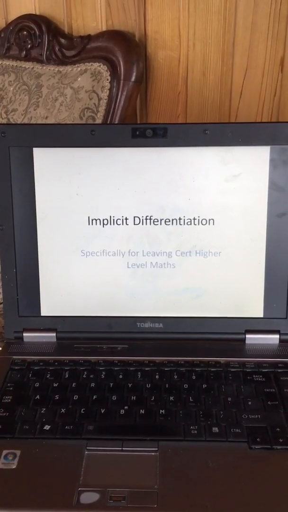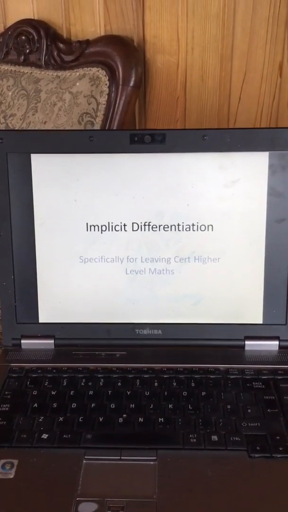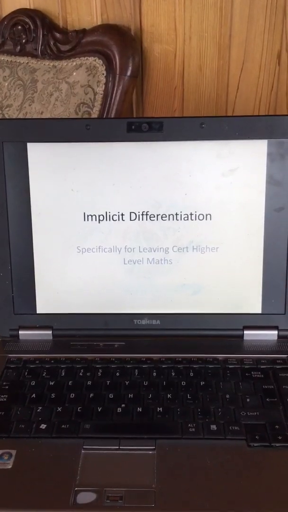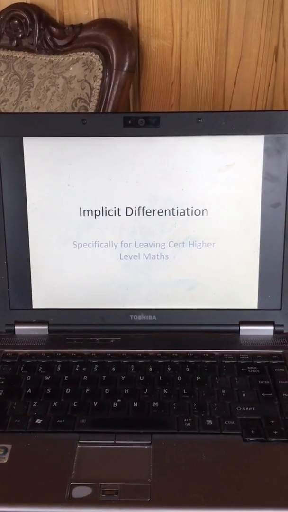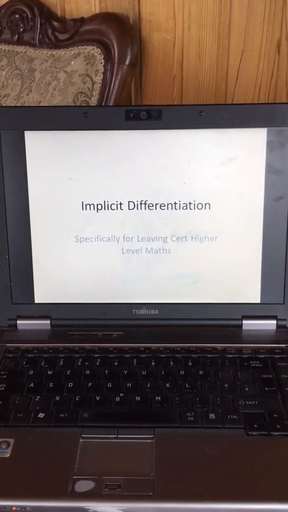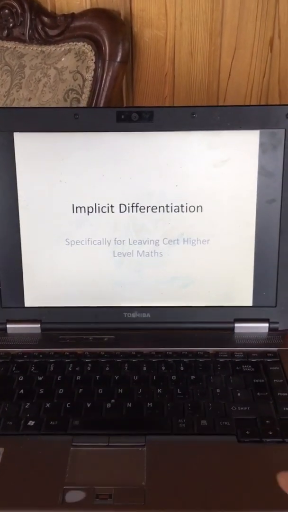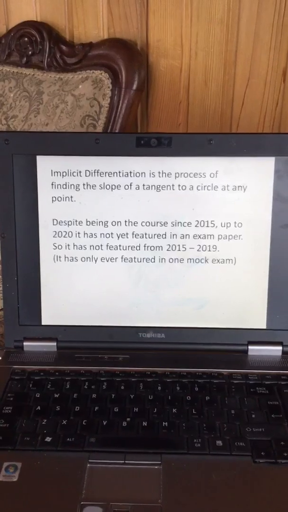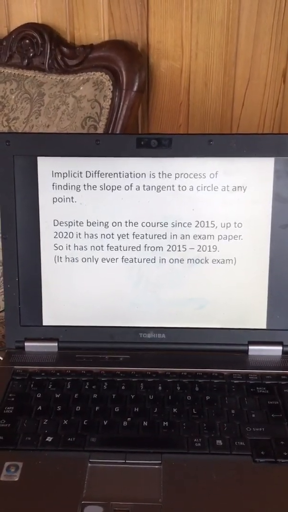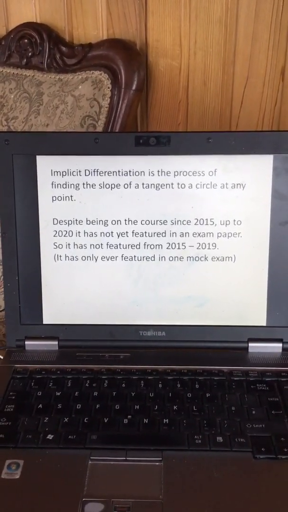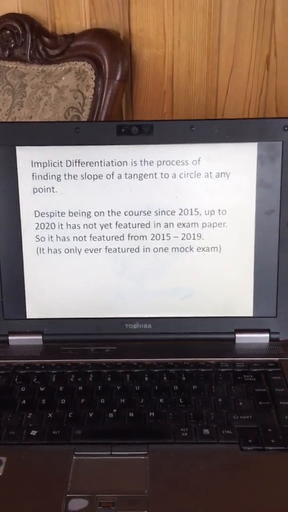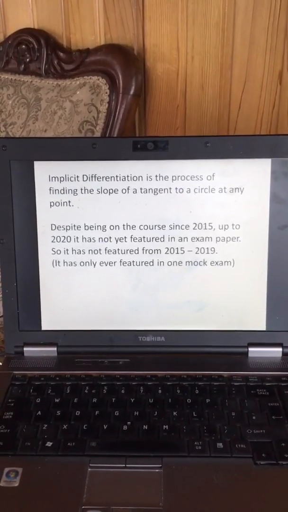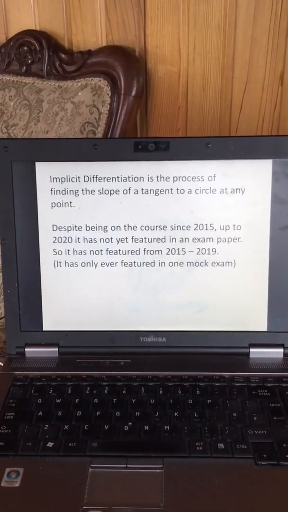Today we're going to look at implicit differentiation, and this is a topic that's specific to Leaving Cert Higher Level maths. It's not on the Leaving Cert Ordinary Level course, so it has no crossover whatsoever. It's really important to note that firstly it is the process of finding the slope of a tangent to a circle at any point, so not just a slope. It has to be a circle.